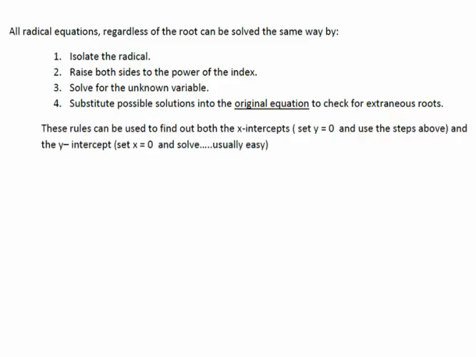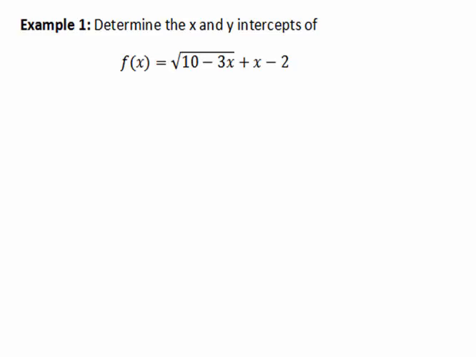Now, these rules can also be used to find intercepts. If we want to find the x-intercepts, we just set y equal to 0 and follow these steps. If we want to find the y-intercept, we just set x equal to 0 and then solve, which is usually pretty easy to do. Let's try this then on this radical. It looks a little unpretty here. f of x equals the root of 10 minus 3x plus x minus 2, and we want to find the x and y intercepts. Well, let's start with the y-intercept.